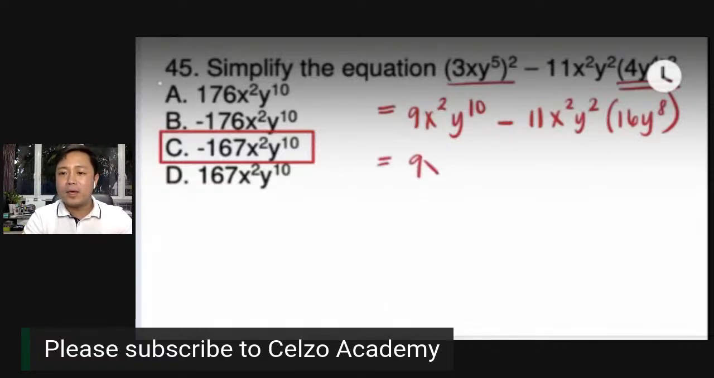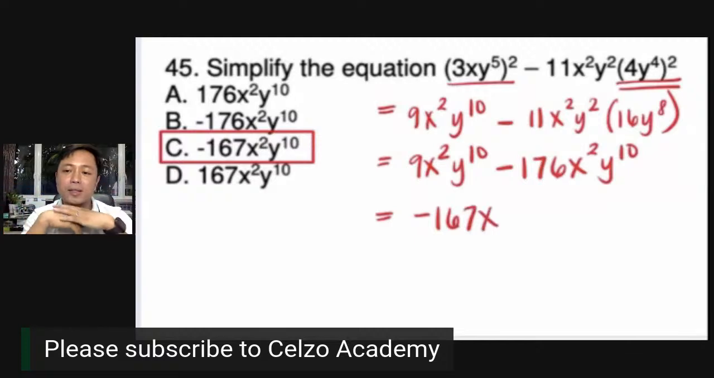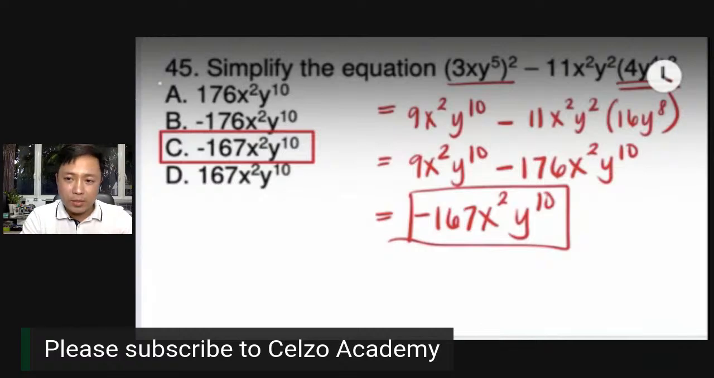So we can simplify the 11 times 16, that's negative 176. And we can simplify x squared, y to the 8th as y to the 10th. And they're like terms, so we need to subtract 9 minus 176. Okay, just be careful with the exponents. Okay, expression to a power.